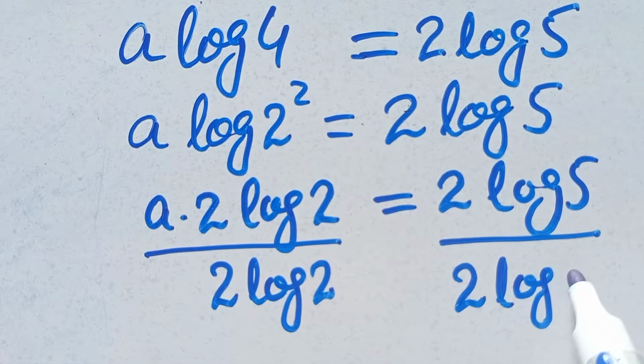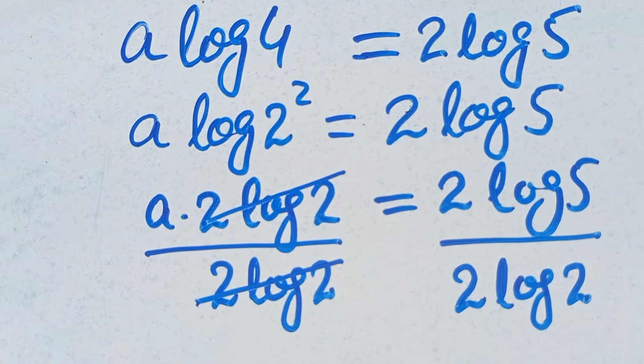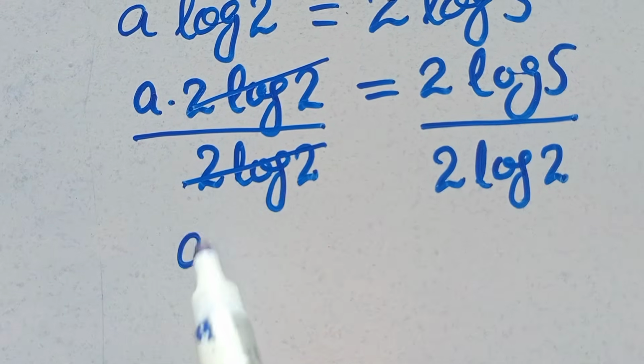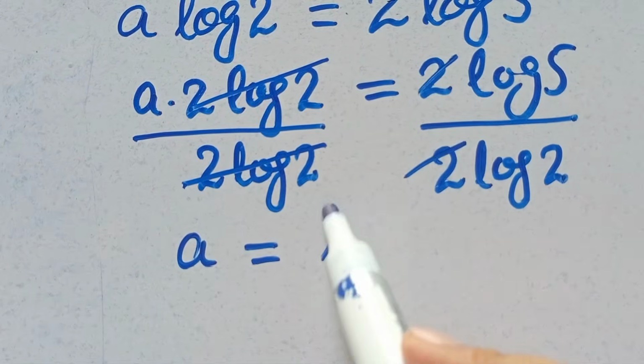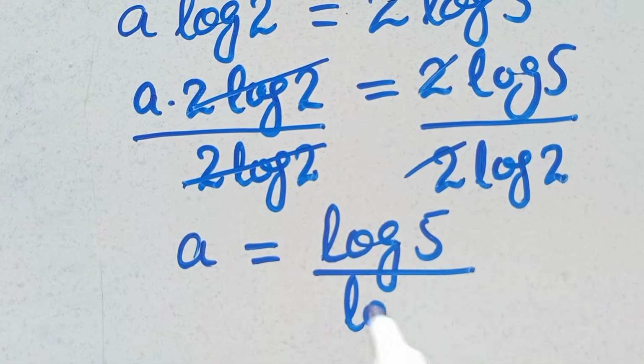That is on the left hand side as well as on the right hand side. From the left hand side it will cancel out, and we will get a equals, and 2 will also cancel out. So we are left with log 5 upon log 2 on the right hand side.